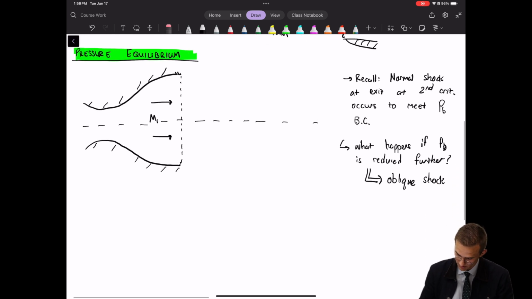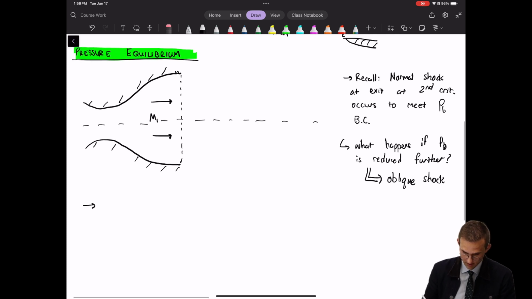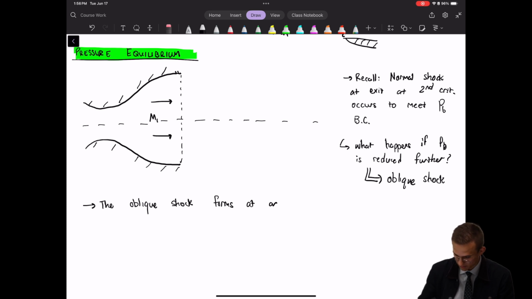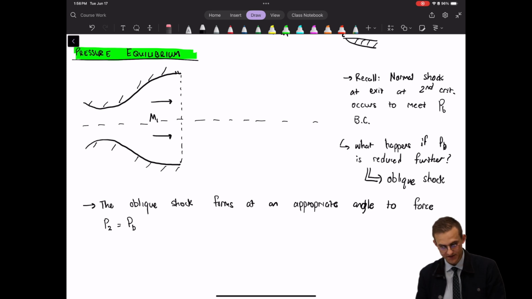Okay, so the oblique shock forms at an appropriate angle to force P2, which we'll call the state after the first oblique shock, state 2, to force P2 equal to P back, or P receiver. Okay, so let's draw this initial shock here.